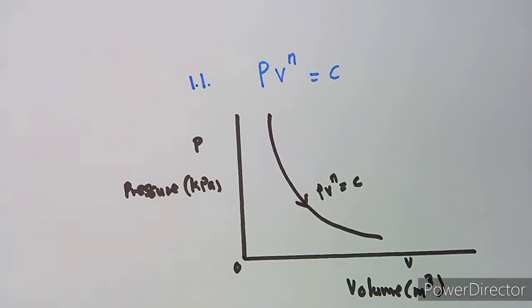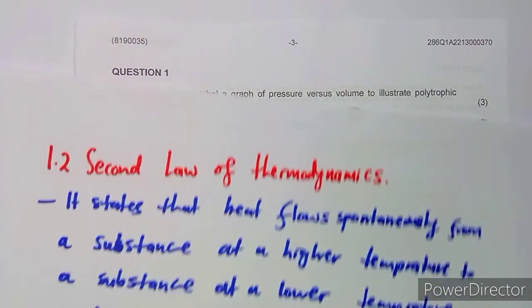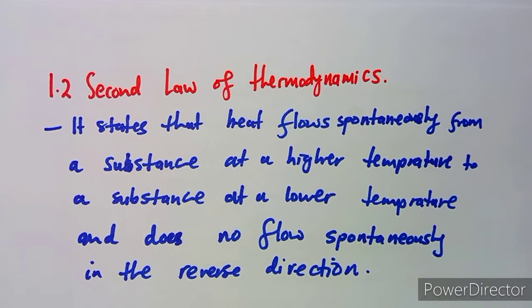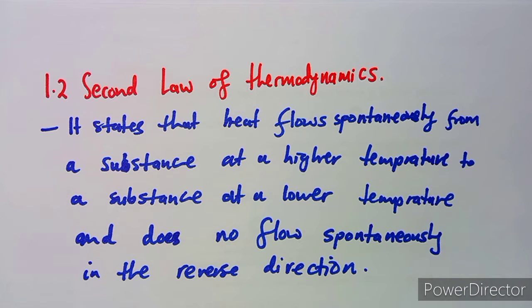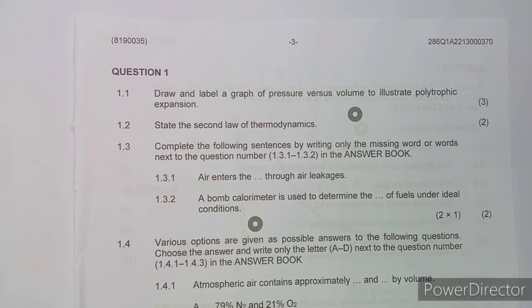Now on 1.2 we are given to state the second law of thermodynamics. Without wasting much of your time, guys, we know that it states that heat flows spontaneously from a substance of higher temperature to a substance of lower temperature, and does not flow spontaneously in the reverse direction, that is from the lower to the higher. It doesn't do that, but it flows from higher to lower temperature. That is what we have on the second law of thermodynamics. So I think it's fine with the part that we are given in this platform.